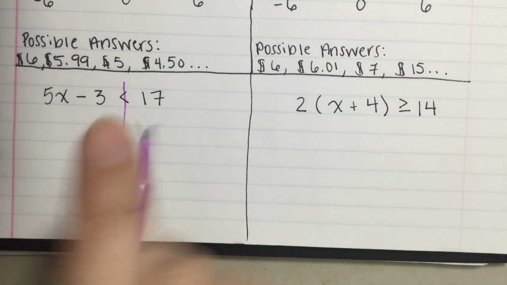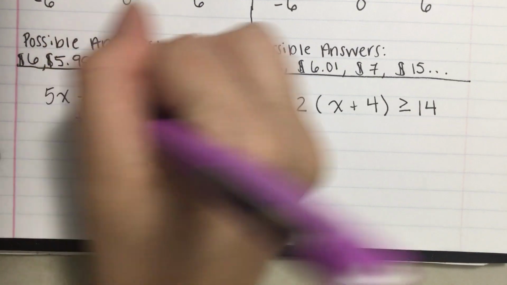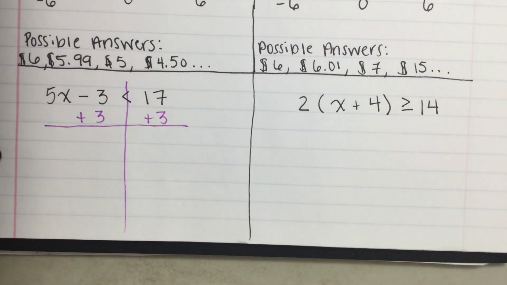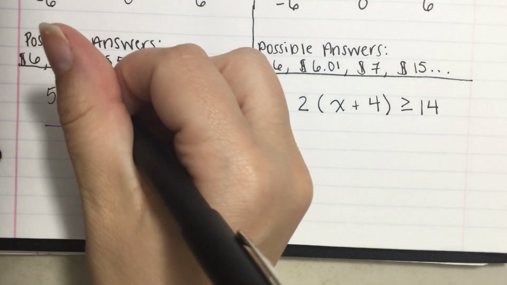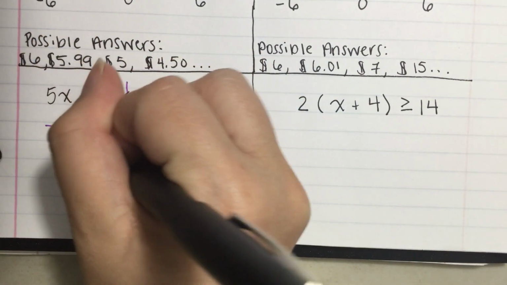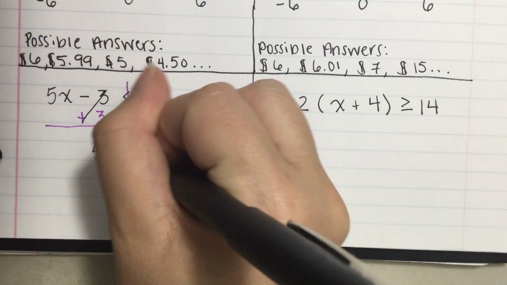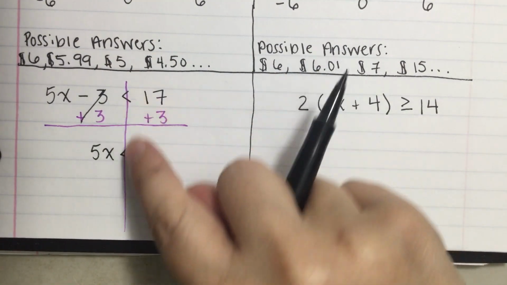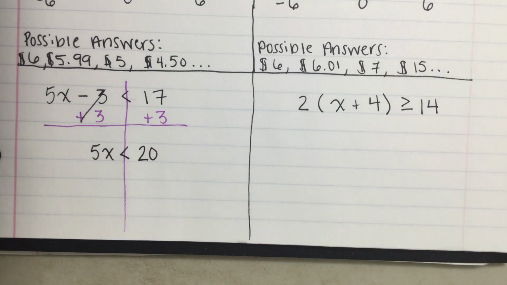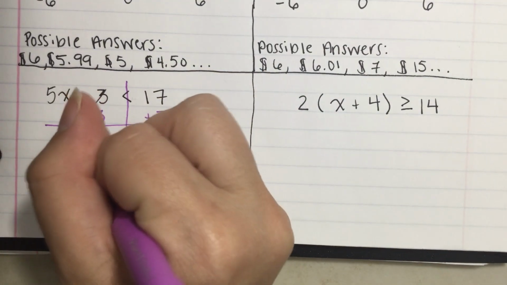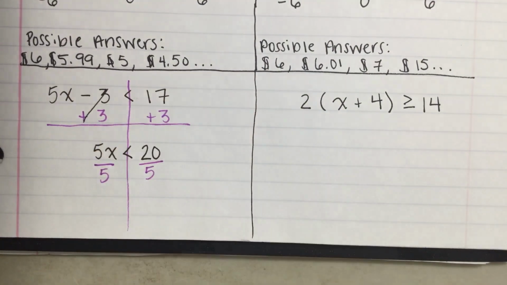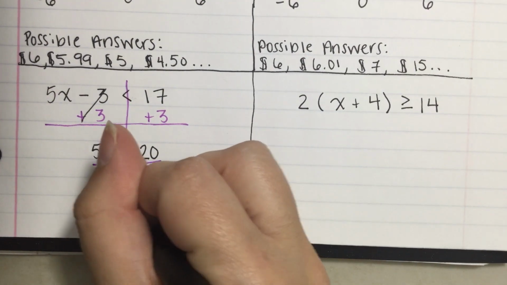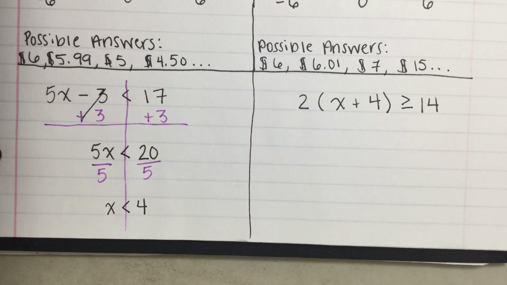And my first step is going to be to add 3 on both sides. And I'm going to have 5x is less than 20. Okay, so you'll notice I'm bringing down my symbol every time. My next step is going to be to divide by 5. And now all I should have left is x is less than 4.